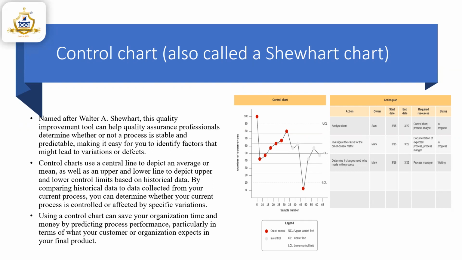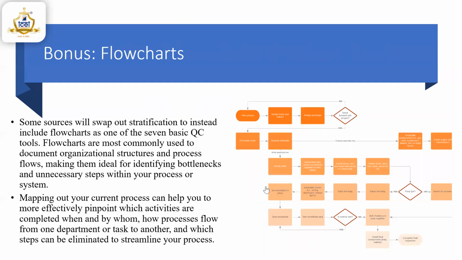Using a control chart can save your organization time and money by predicting process and performance, particularly in terms of what your customer or organization expects in your final product. So you can see over here the number of occurrences versus the sample number. This is your control central line. This is the upper control limit, and this is the lower control limit over here as it is set. And red dots are out of control and white dots are in control points. Therefore, you can use this control chart to analyze the processes.